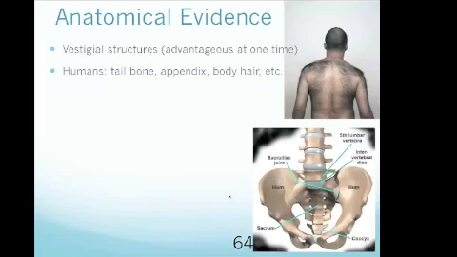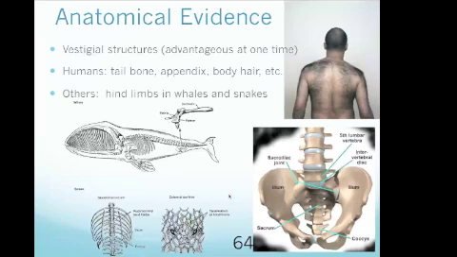Our appendix doesn't seem to serve all that much of a function, but that's only true today. It actually served a much larger function back when our species consumed a whole lot more meat. Body hair, another good example of a vestigial structure. Okay, doesn't seem to serve an actual purpose today, but that's not to say that it didn't in the past.